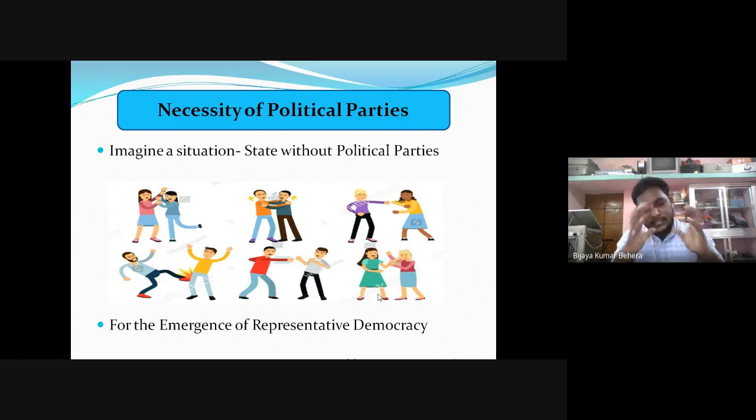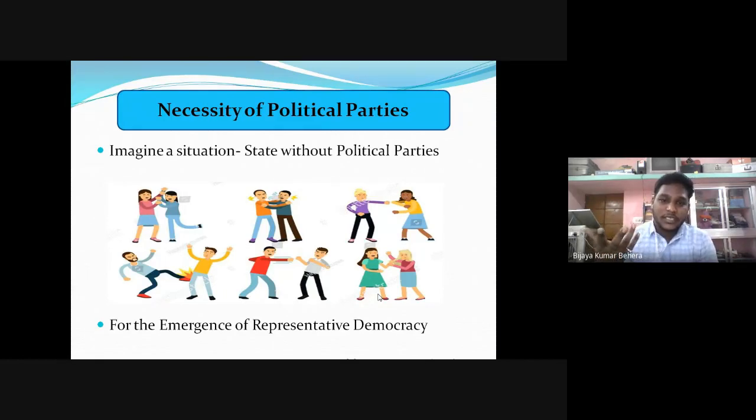In order to understand this situation, we take an example. Imagine a state without political parties, a place where there are no political parties. That means indirectly there is no representative, because representatives come from political parties. We are thinking of a situation where there are no political parties, so there is no question of a representative. What will happen?